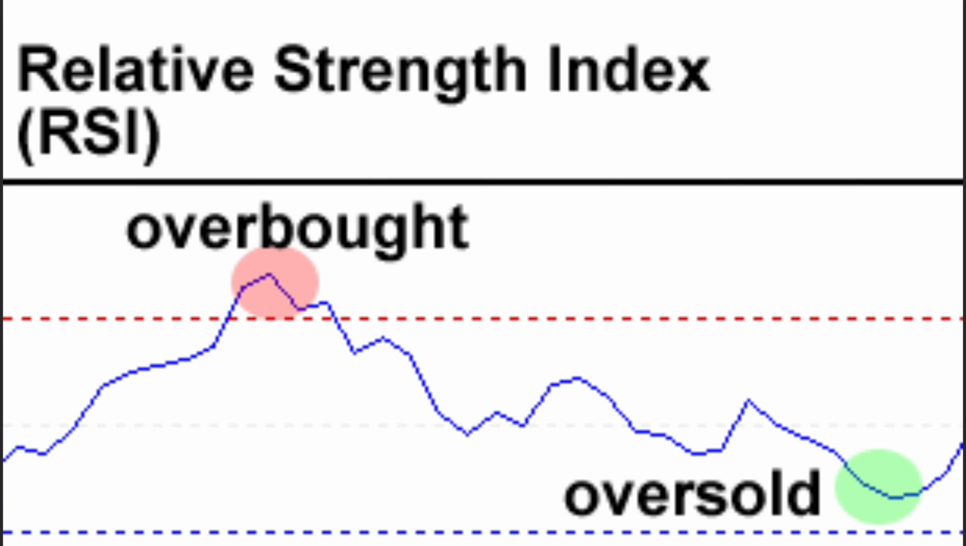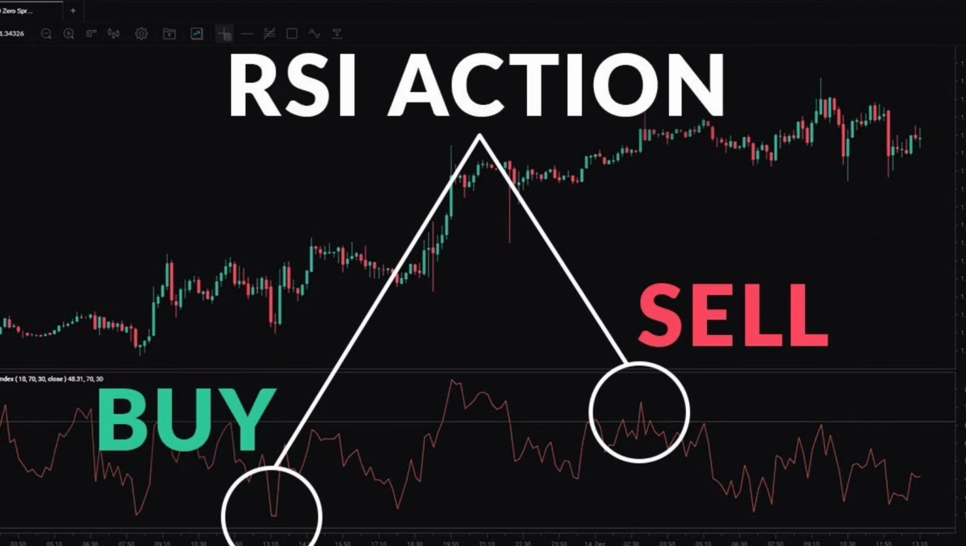Divergence. A powerful signal occurs when the price makes a lower low, but the RSI makes a higher low, bullish divergence, or vice versa, bearish divergence. This suggests the current trend is losing momentum and a reversal is likely.